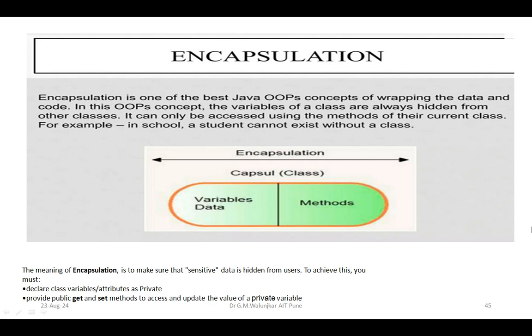Now, for example, in a school, a student cannot exist without a class. Okay. So wrapping up your variables and methods together, that is called encapsulation. So encapsulation is to make sure the sensitive data is hidden from the user. So to achieve encapsulation, you must declare class variables and attributes as private, and provide public get and set methods to access and update the values of the private variables accordingly.